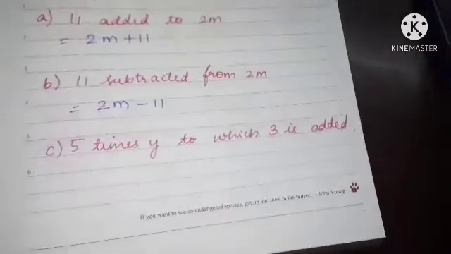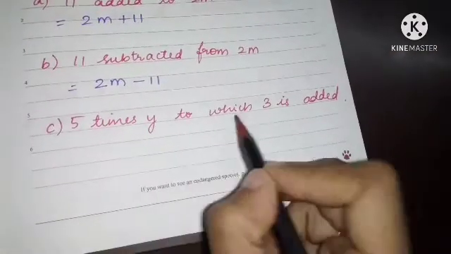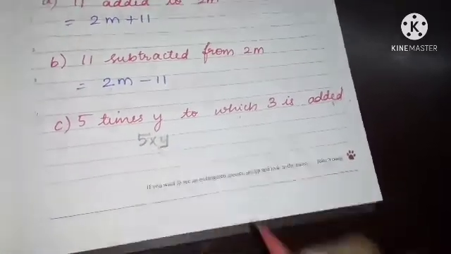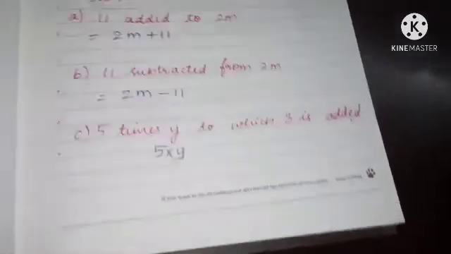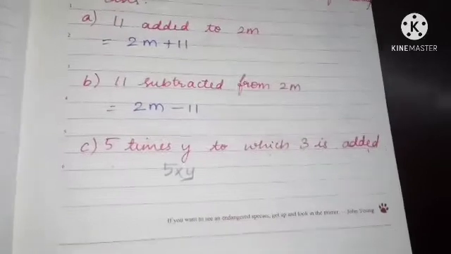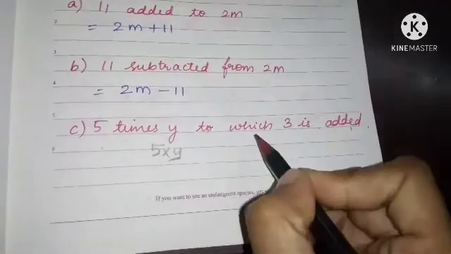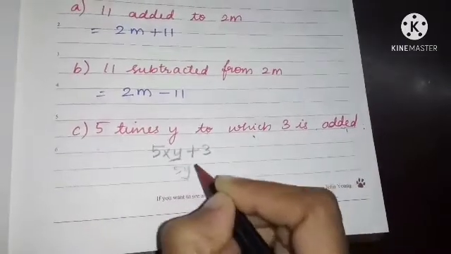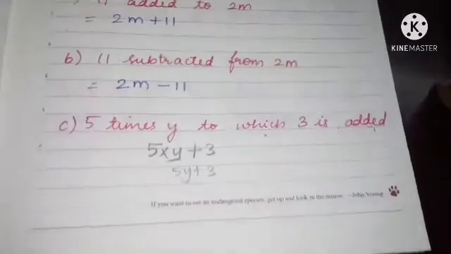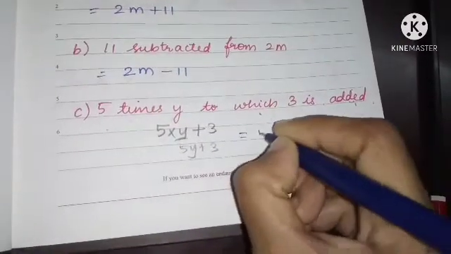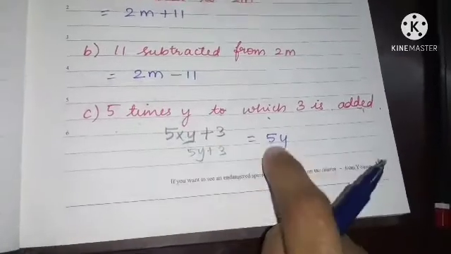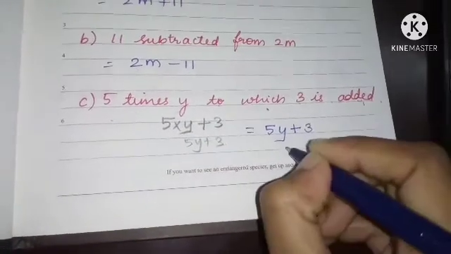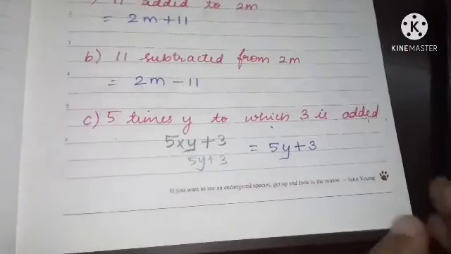C problem. 5 times of y to which 3 is added. 5 times y means how will you write now? 5 into y. 5 times y means what, children? 5 into y, to which 3 is added. In this I am going to add 3. 5 times of y is nothing but 5y, to which 3 is added. So 5y plus 3 is the answer.